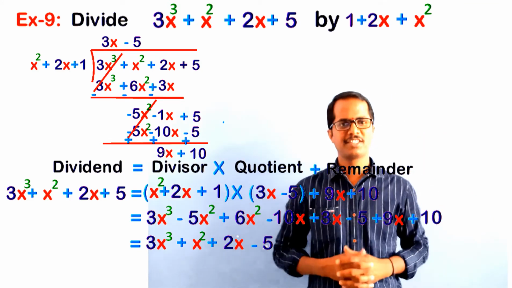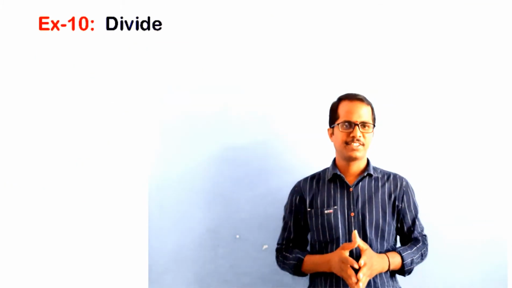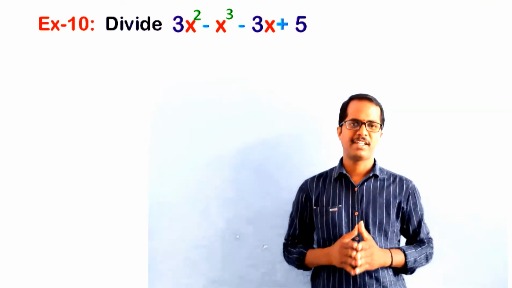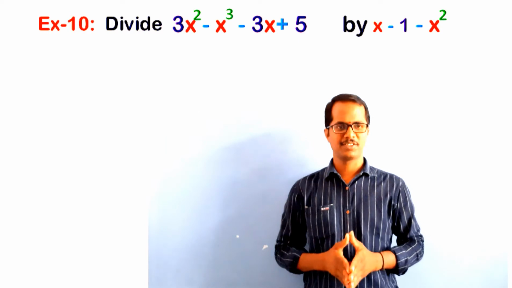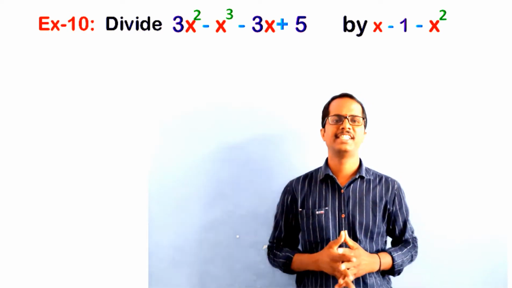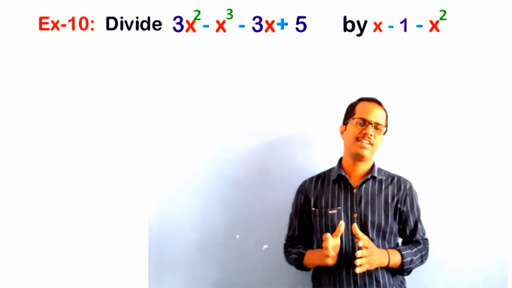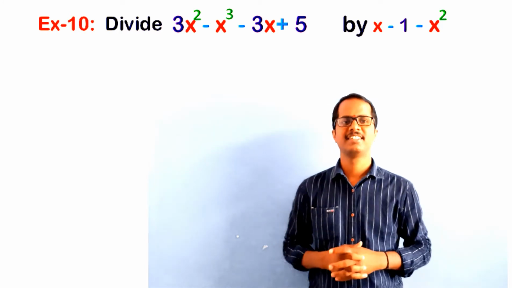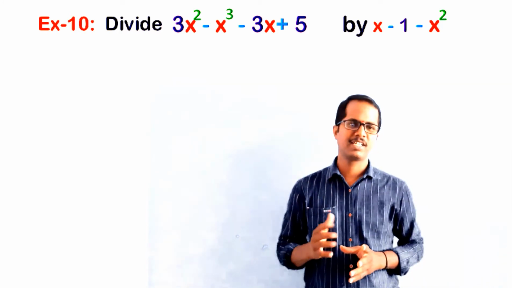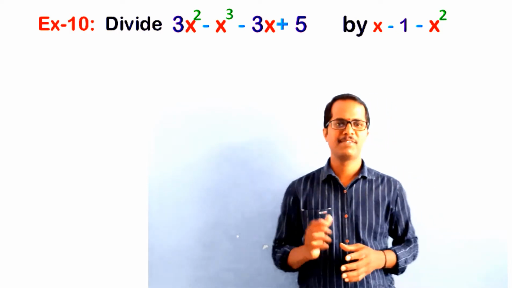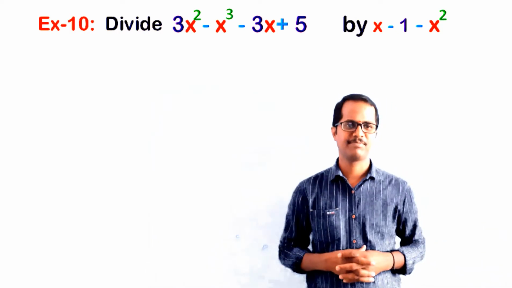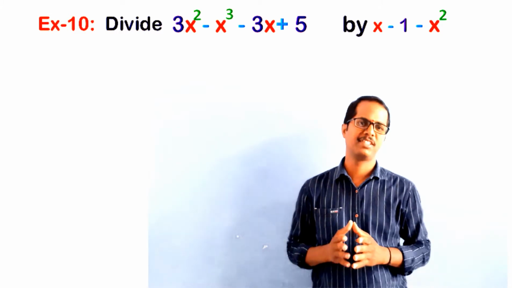So let us see one more example. Divide 3x square minus x cube minus 3x plus 5 by x minus 1 minus x square, and also verify the division algorithm. So here if we observe the given polynomials, one is a cubic polynomial and another one is a quadratic polynomial, and we can also observe that the given two polynomials are not in standard form. So first we need to write them in the standard form.